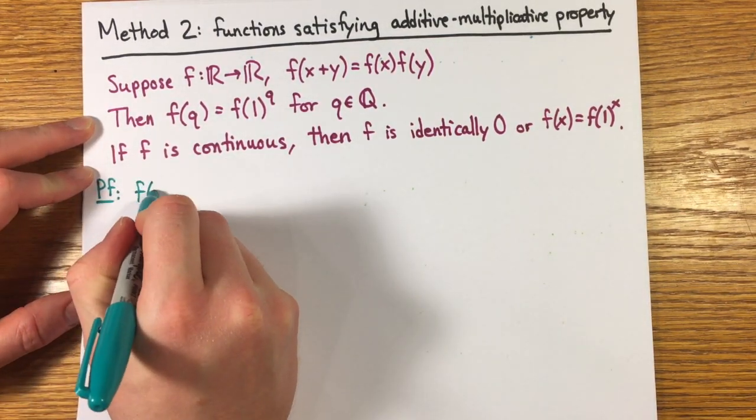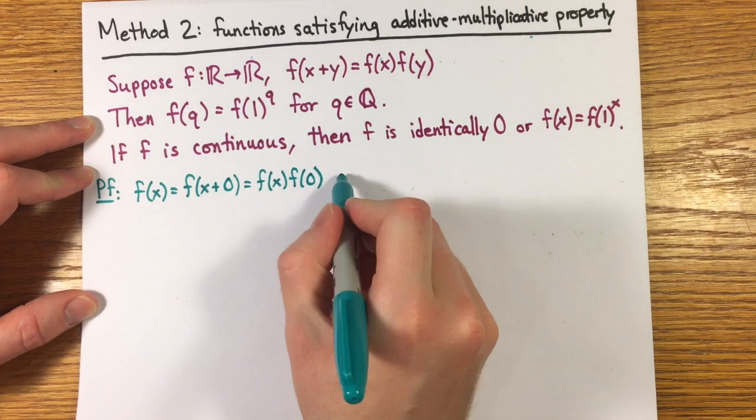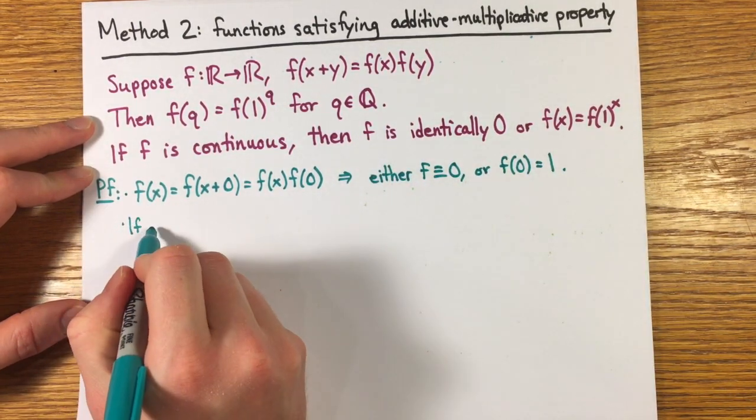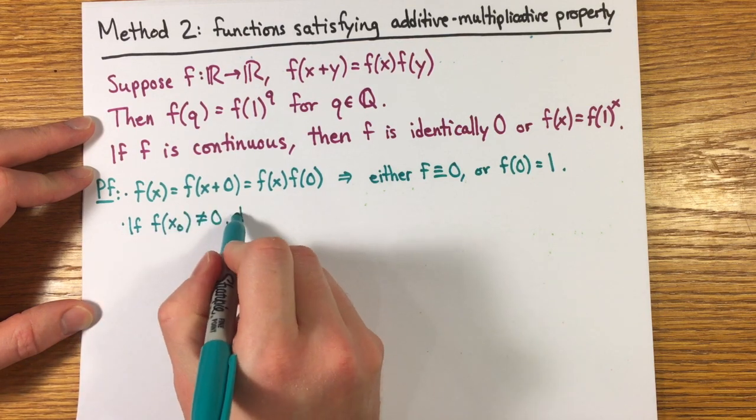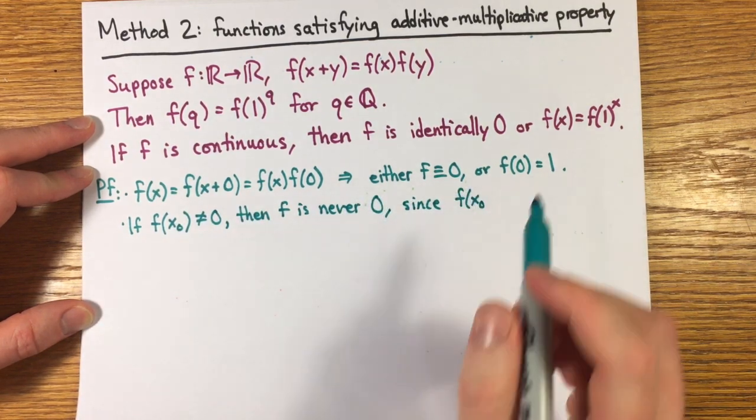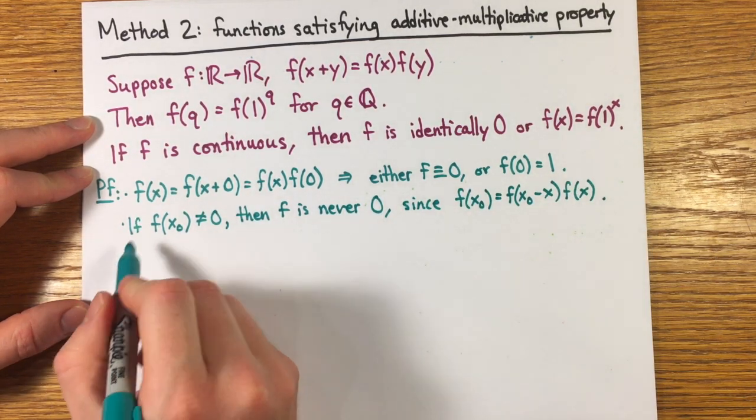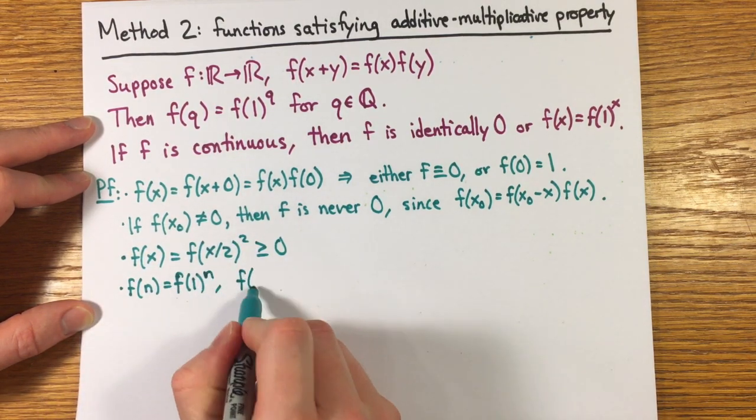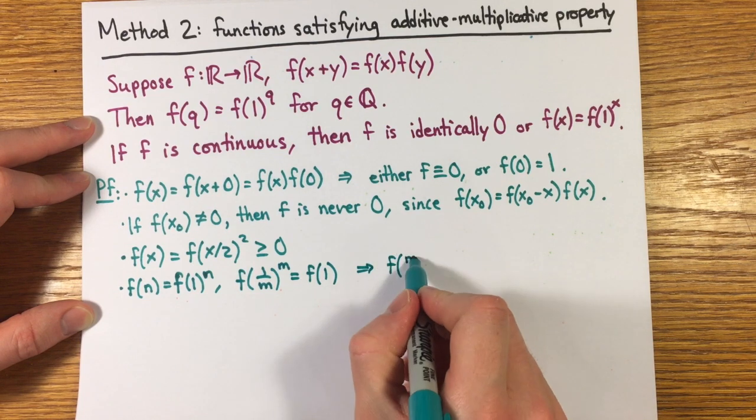Here's the proof. f(x) equals f(x) times f(0) for all x, so either f is identically 0 or f(0) is 1. And as long as you have any non-zero value, no f(x) can ever be 0. For that matter, all the non-zero values are positive since f(x) equals f(x/2) squared.